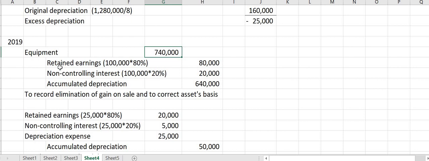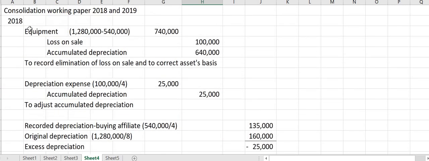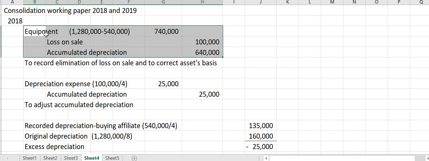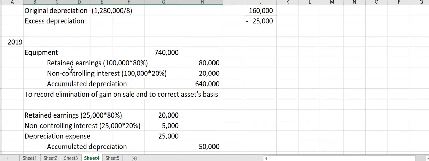So you'll credit retained earnings at 80,000. That's actually 100,000 times 80%, and credit non-controlling interest at 20,000. That's actually 100,000 times 20%. And of course, we'll credit accumulated depreciation for 640,000. Okay, so the entry is actually the same for the first year. It's just that yung loss on sale natin will be credited na to retained earnings and non-controlling interest.